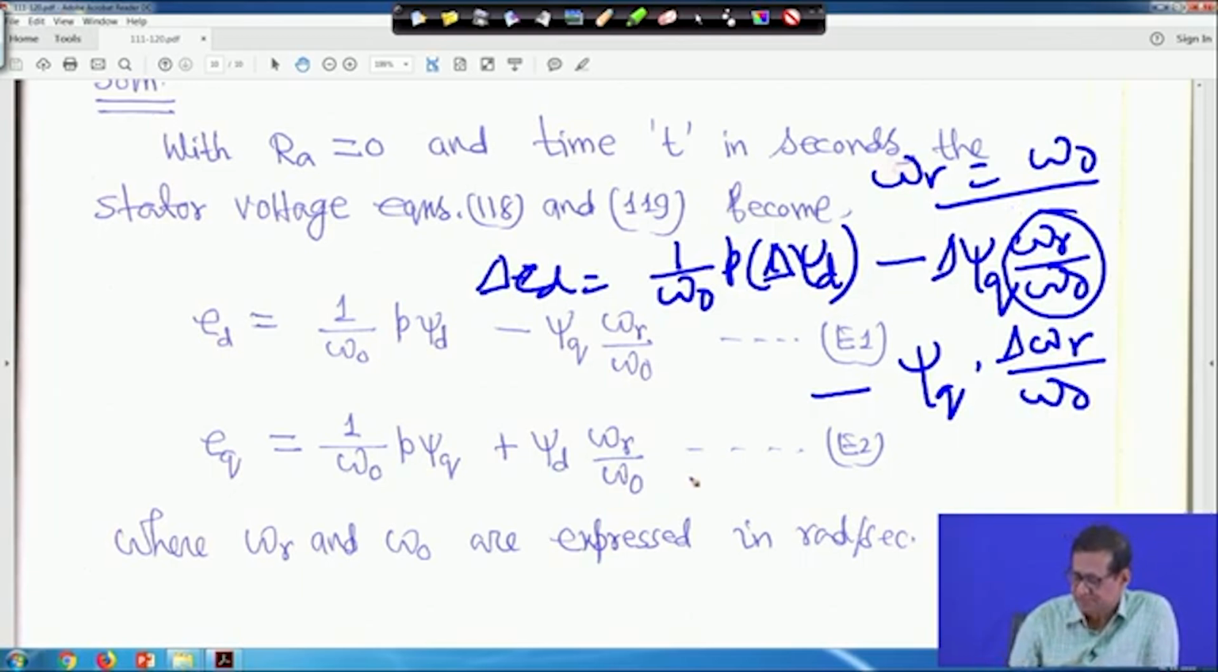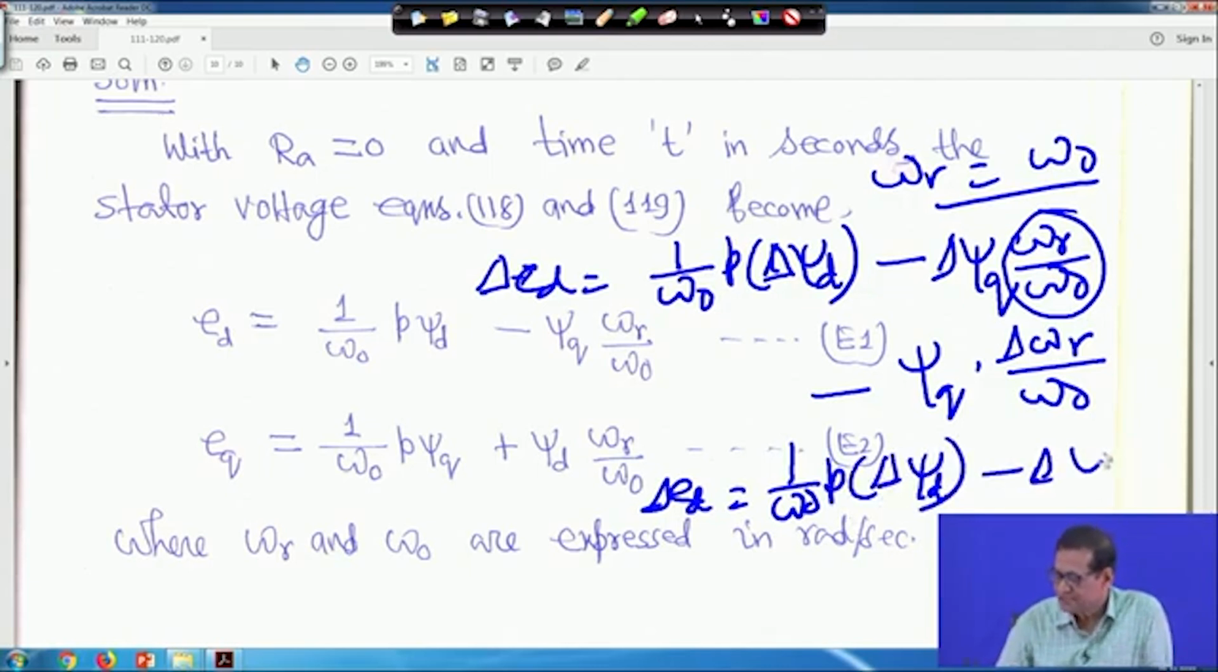So, that means my delta Ed, which I am writing somewhere here, is equal to 1 upon omega 0 p delta psi d, minus delta psi q, then minus psi q into delta omega r by omega 0. This is for small perturbation for delta Ed. This has been written in the next page, but I am just making it.